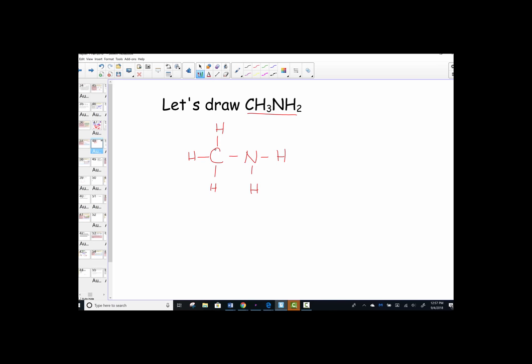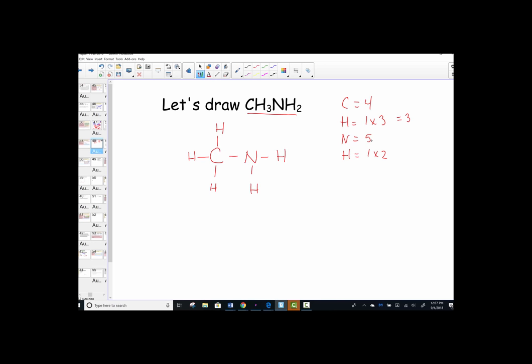All right, carbon lives in group 4. It has 4 valence electrons. Hydrogen lives in group 1, and I see 3 of them next to the carbon that they're attached to. Nitrogen lives in group 5, so it has 5 valence electrons. It's contributing to the structure. And 2 more hydrogens attached to the nitrogen. So we have 4 plus 3 is 7.